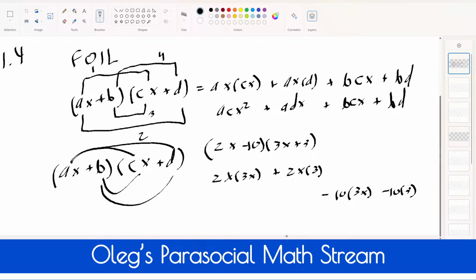First product, what are they doing here? So let me check this real quick. So this is going to be 6x squared plus 6x. Oh, it's not.